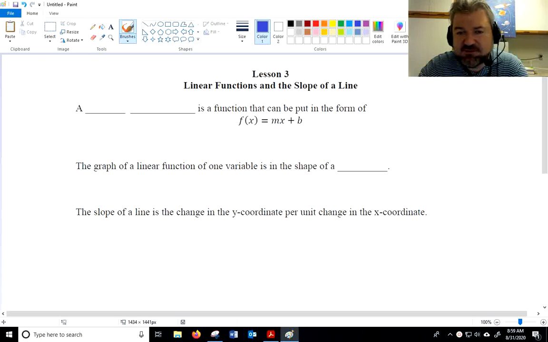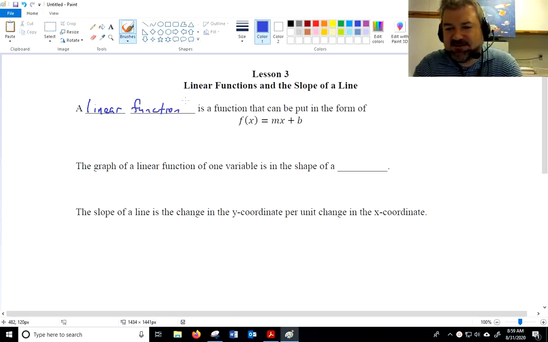The first thing I want to look at is linear functions. A linear function, which if you can't guess is what goes in this blank right here, is a function that can be put in the form of f of x equals mx plus b. So linear functions, I should say of one variable, but that's what we're studying right now, can always be put in the form of mx plus b. I'm not saying it must be in that form. I'm saying it can be put in that form.